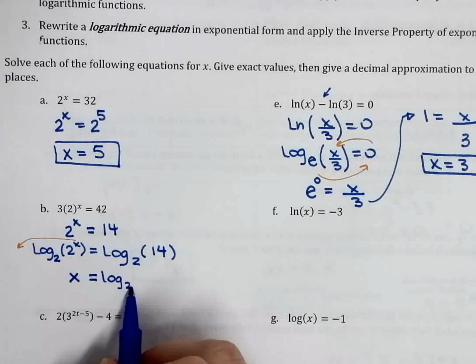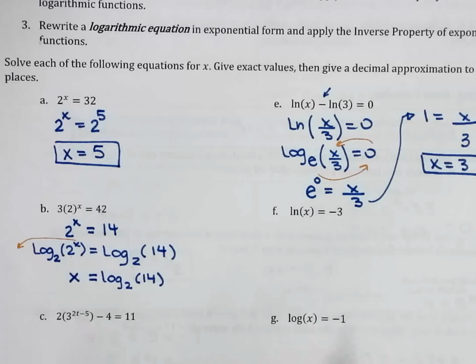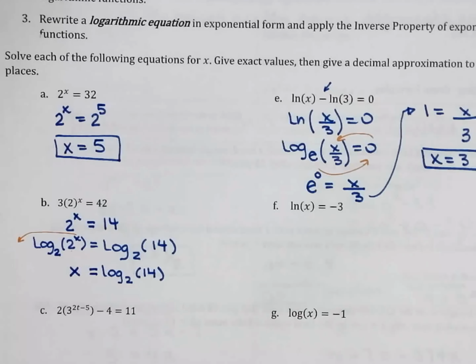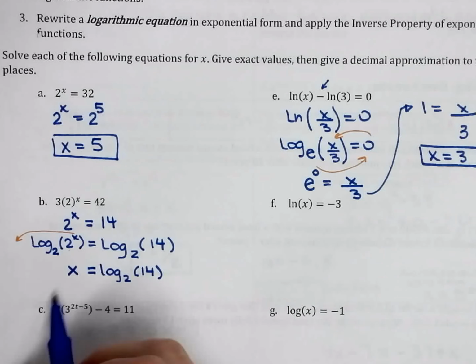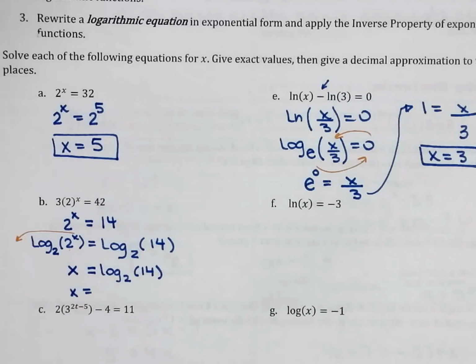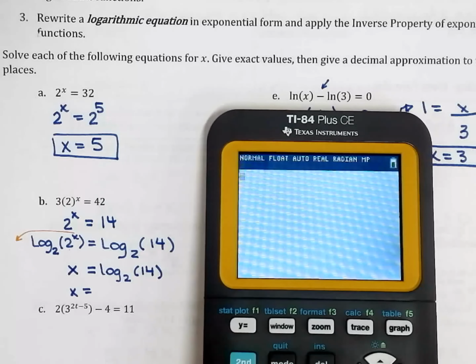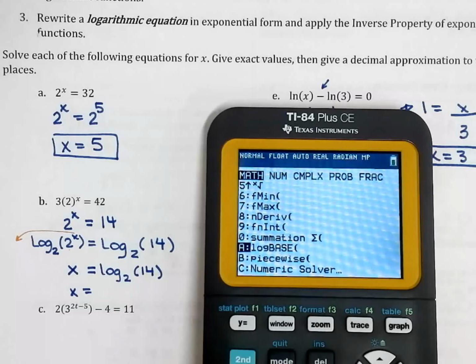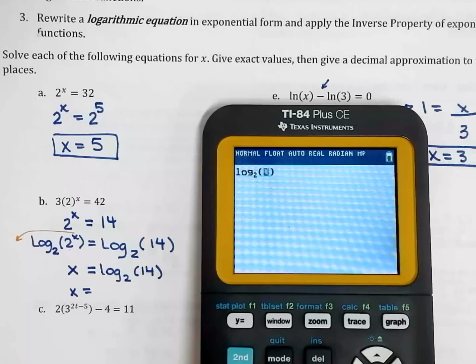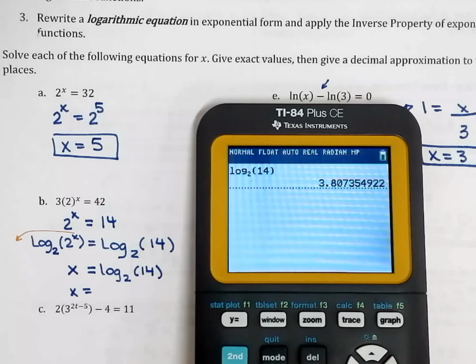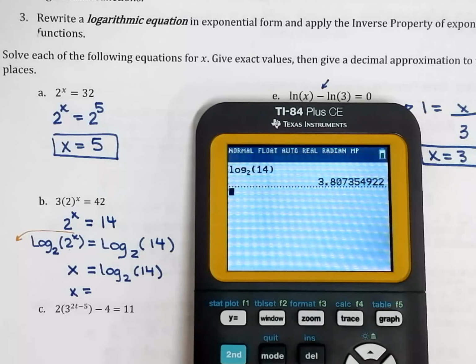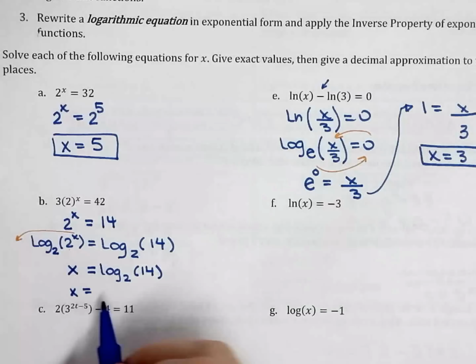So I have log base 2 of 14. But then we need to write a decimal form in 3 decimal places. So let's go ahead and put this in the calculator. So I have log base 2 of 14. So 3.807.